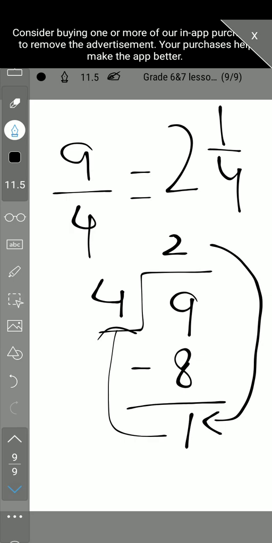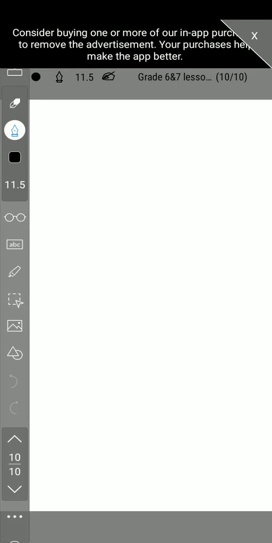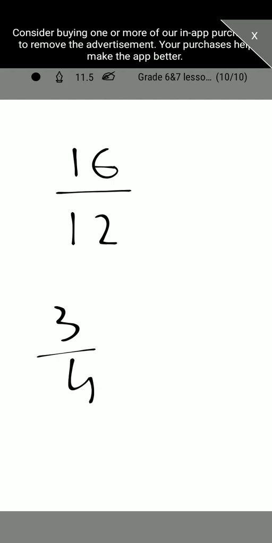Now if you have a fraction which has a common factor, for example 16 upon 12, we can see that 16 upon 12 is an improper fraction. But here in this example, we can reduce this fraction to its lowest form. Lowest form is the fraction that cannot be divided further. For example, 3 upon 4 is the lowest form of a fraction.